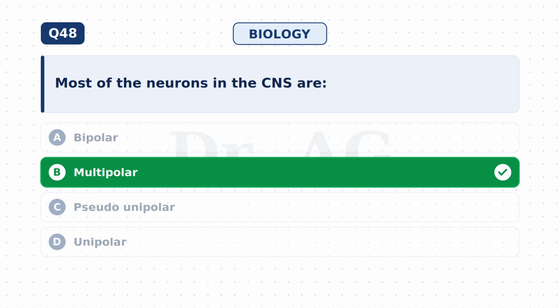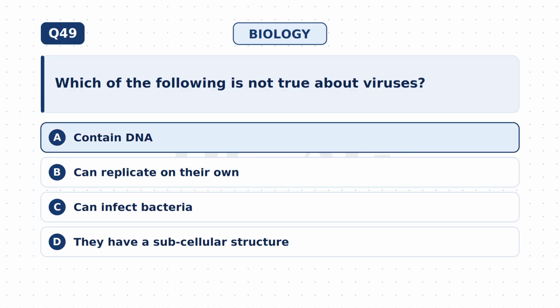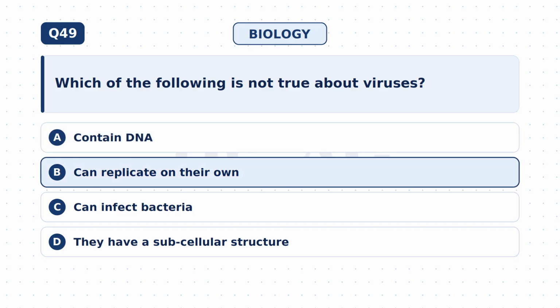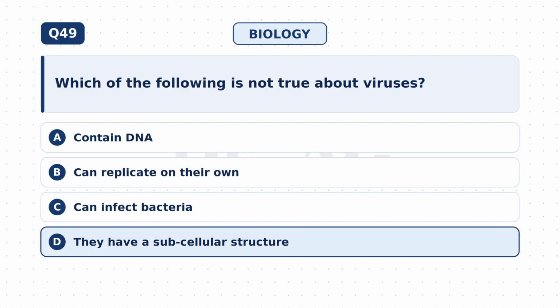The correct answer is B. Multipolar. Question 49. Which of the following is not true about viruses? Option A. Contain DNA. Option B. Can replicate on their own. Option C. Can infect bacteria. Option D. They have a subcellular structure.